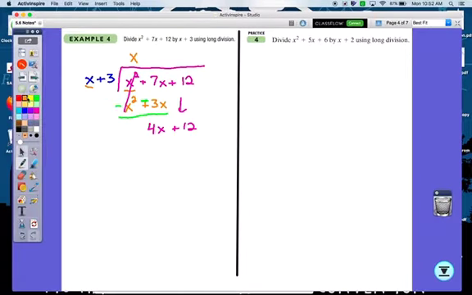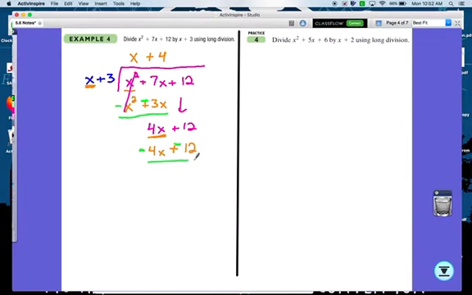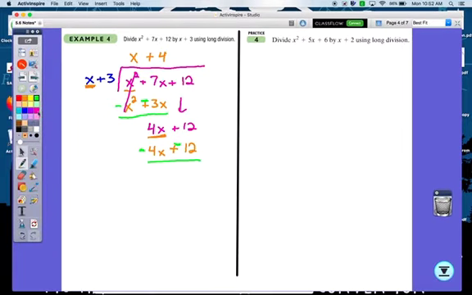All right, then I do it again. I say, all right, what do I need to multiply x by in order to get what we have here, which is 4x? We need to multiply it by 4, so we put plus 4. Then we take that 4, multiply it by the x, which gives me 4x, and the 4 multiplied by the 3, which gives me plus 12. And then we come through and we change the signs. We subtract, so minus 4x minus 12. And when we do that, we actually end up with 0 because everything cancels out. So my answer here is x plus 4.